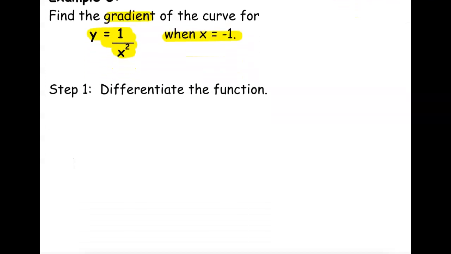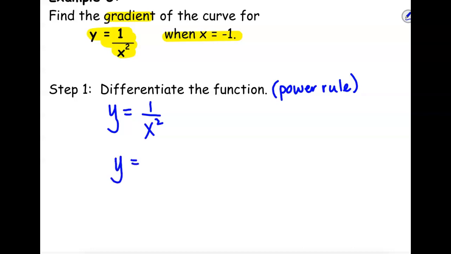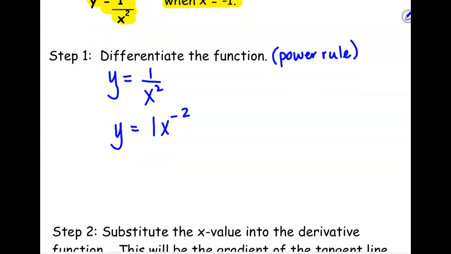How do we differentiate the function? We use the power rule. So here is our function, y equals 1 over x squared. Before we use the power rule, we have to get rid of that fraction. So we're going to bring that x squared up, changing it to a negative power. So 1x to the -2 power. Now we're ready to use our power rule.